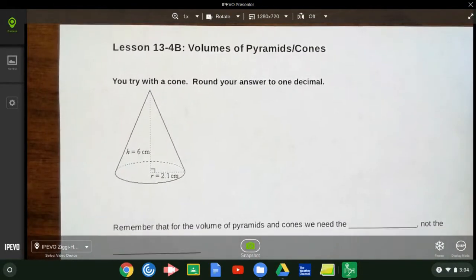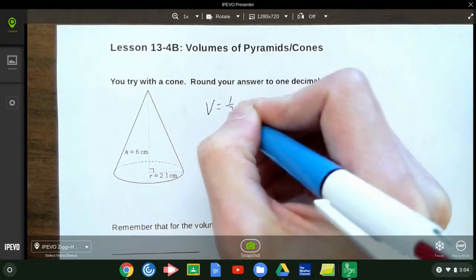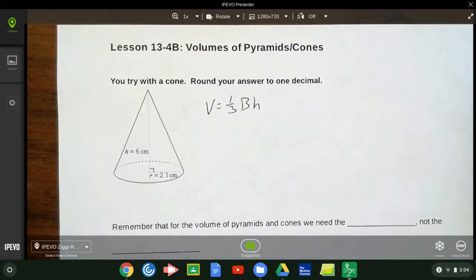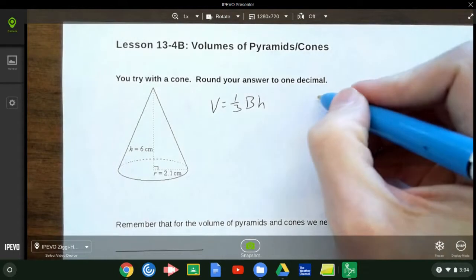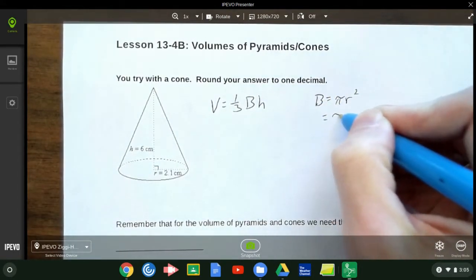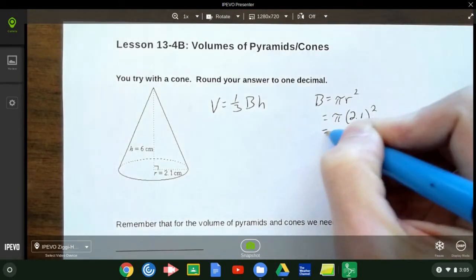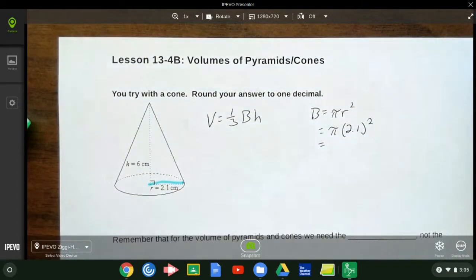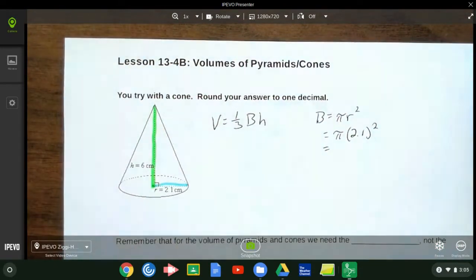Speaking of cone, let's try a cone. Again, because I see a cone, I know my volume equals 1/3 area of the base times the height. That's going to work for cones and for pyramids. So my base area is pi r squared. So it's pi, my radius is 2.1, and I square it. Okay, I can see my radius right through here. And my height is going to be right there.